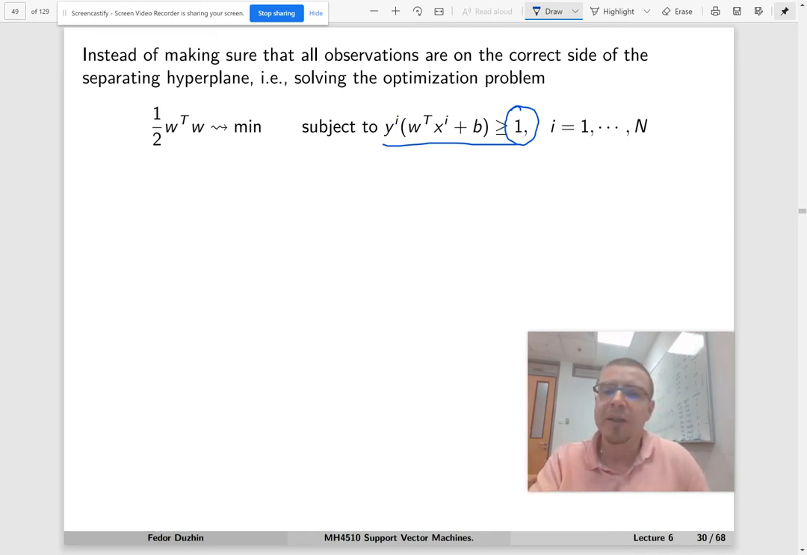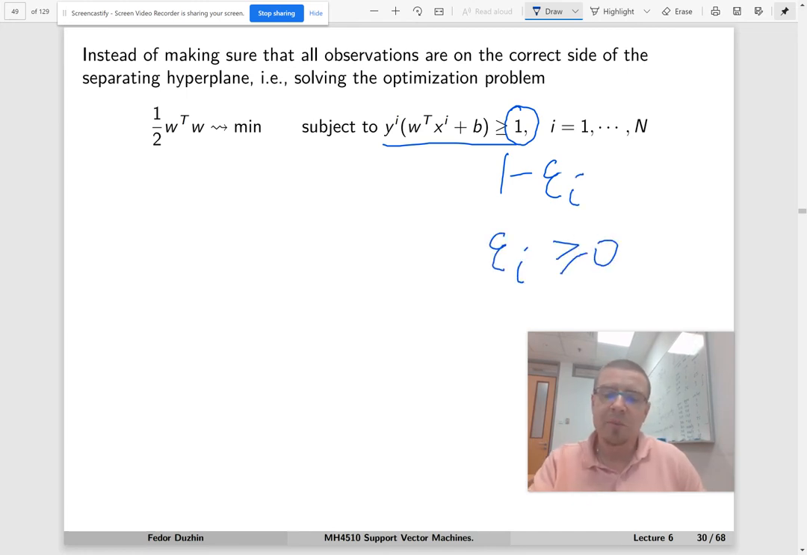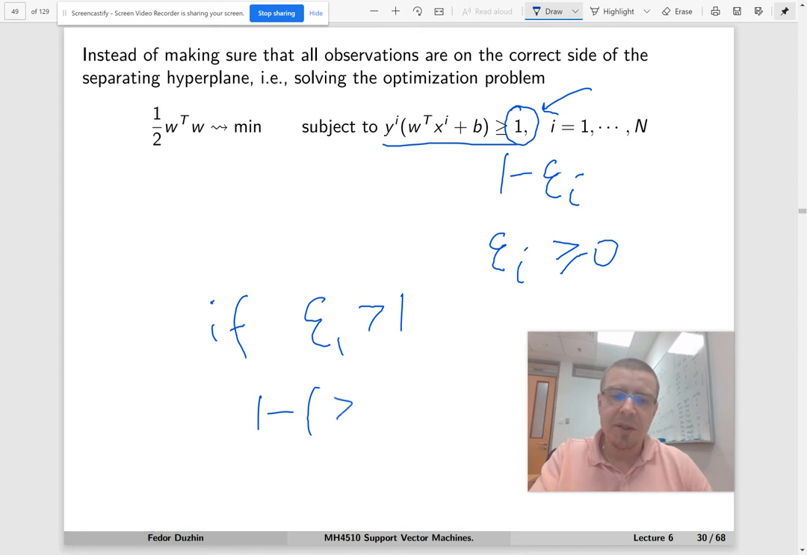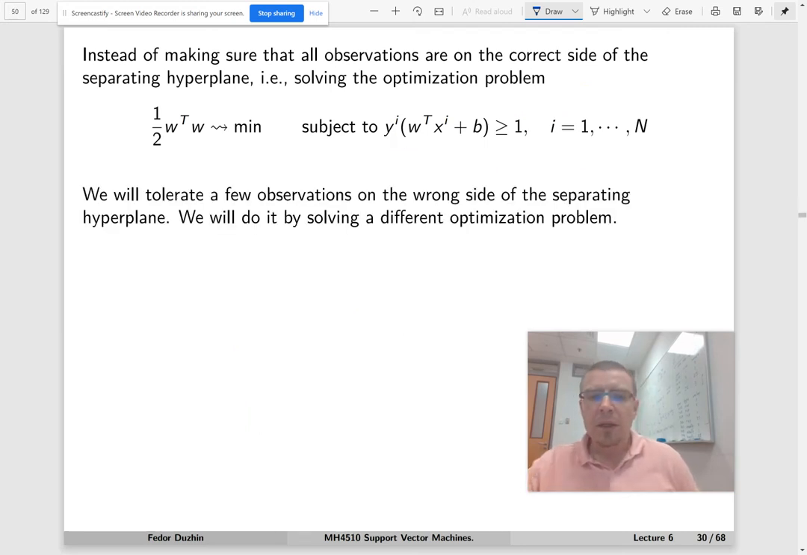Instead of bigger than or equal to 1, I'm going to write bigger than or equal to 1 minus epsilon i, where this epsilon i is a non-negative number. Now, if epsilon i is bigger than 1, then I allow for misclassification. Because if epsilon i is bigger than 1, then this becomes 1 minus something that is bigger than 1. The whole thing is going to become negative, which means misclassification.